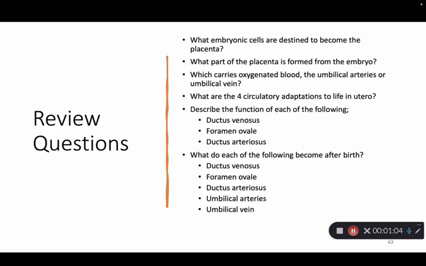Here are some review questions to go through. Things to consider: which embryonic cells form the placenta, which part of the placenta comes from the embryo and which from the mother, which vessels carry oxygenated blood in fetal circulation, and reflect on the four major circulatory adaptations: the ductus venosus, foramen ovale, ductus arteriosus, and the unique role of umbilical vessels. These adaptations are crucial for fetal survival in a low oxygen environment.